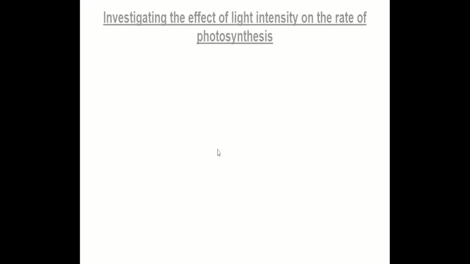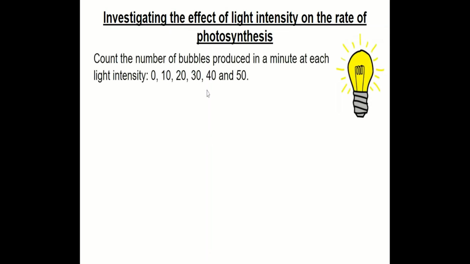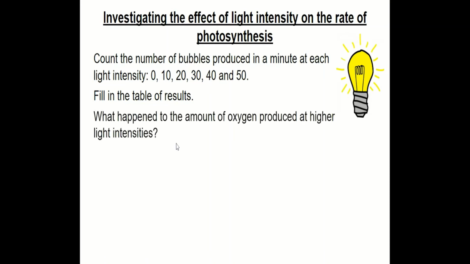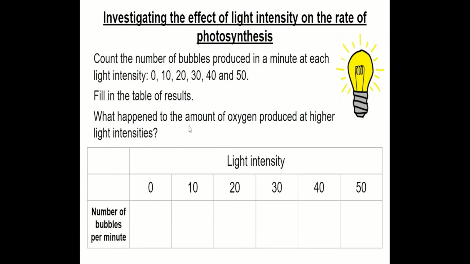The second one that you're going to do is you're going to investigate the effect of light intensity on the rate of photosynthesis. And using the light intensity controller, you're going to set it at 0, 10, 20, 30, 40, and 50. And each time, as you set it at each of those, you're going to count the number of bubbles produced in a minute and fill in this table that is shown below. So in a moment, I'm going to take you across to the animation where we can show you what to do.